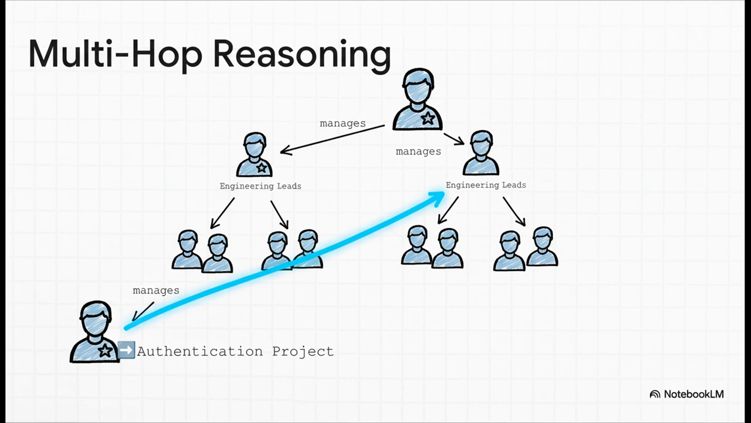The system starts at the CTO entity. Hop 1, it follows the manager's relationship to find the engineering leads. Hop 2, it follows the next manager's link from the leads to their engineers. And the final hop, it follows the works_ relationship to see which of those engineers are connected to the authentication project. Boom! The path is clear, the answer is found.